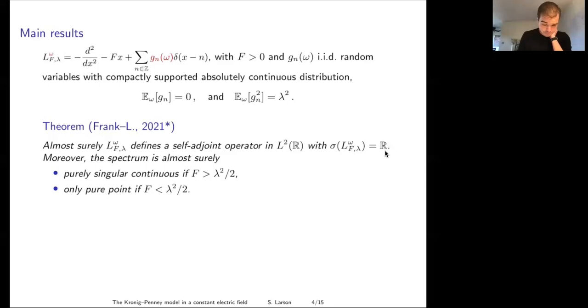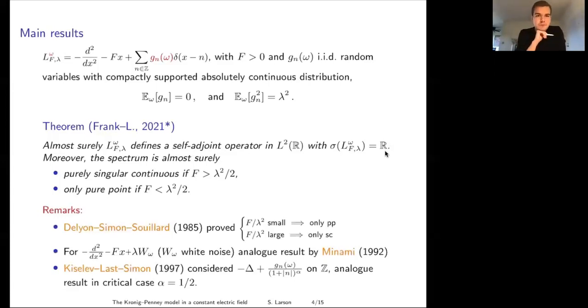Now, in this setting, what we prove is, well, first off, this defines a self-adjoint operator almost surely in L2 of R. The essential spectrum of that operator is the entire real line. But what is more interesting is that almost surely that spectrum is purely singular continuous if the field strength is larger than the variance over 2. And if the field strength is smaller than the variance over 2, then it's only pure point spectrum. In particular, it's dense pure point spectrum on the full line.